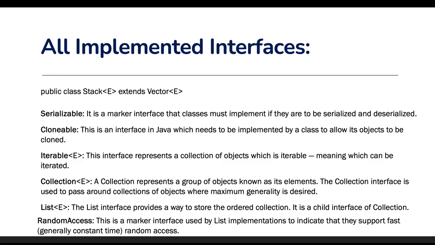And RandomAccess. What do we mean by random access? This is the marker interface used by the List interface to indicate that it supports fast random access. It means that elements from the classes implementing the List interface can be accessed randomly, because they all work on an index basis. That's what we have seen with ArrayList, LinkedList and Vector. So these are a couple of the interfaces that are internally implemented by the Stack class along with the Vector class. Now let's see a couple of the methods available inside the Stack class by which we can perform operations on it.